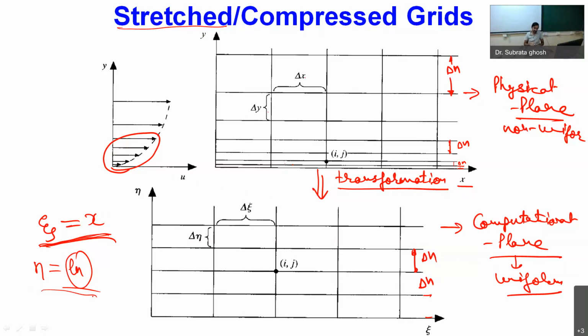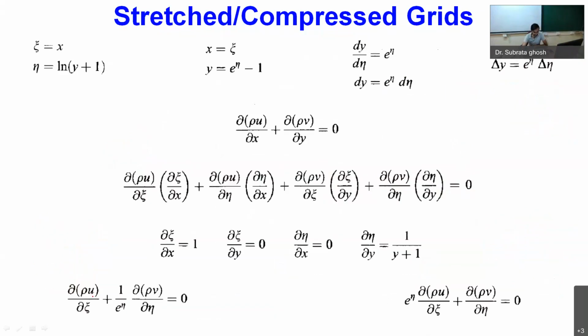So this type of transformation that we have to apply here is nothing but an example of the algebraic transformation. Here, when we are shifting from the physical plane to the computational plane, our transformation functions are taking the form of algebraic expressions. Okay, so now let us try to see the details.